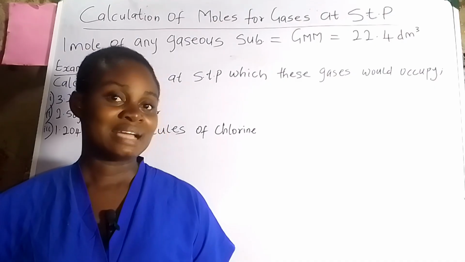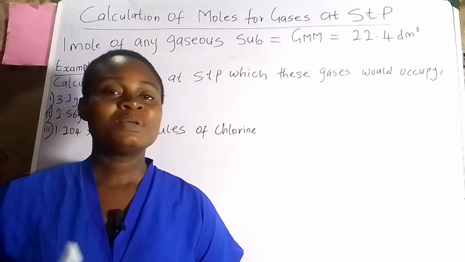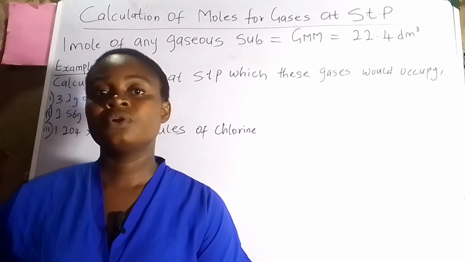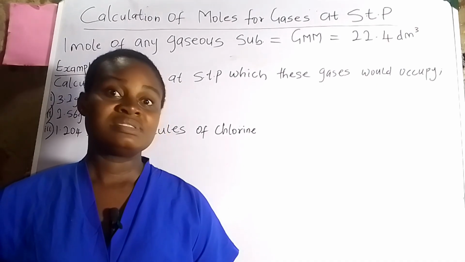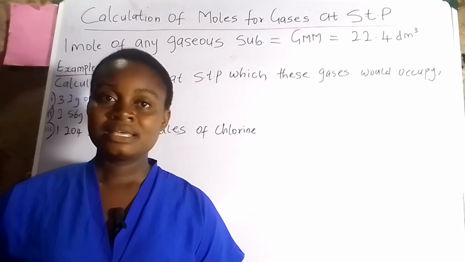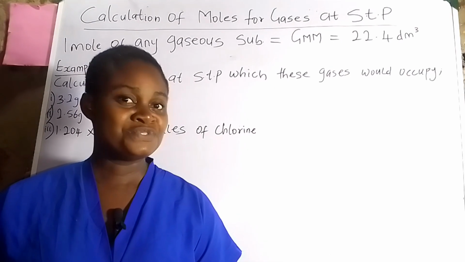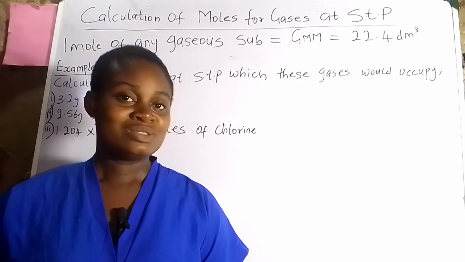Now, for gases, or any substance in its gaseous form, it doesn't matter whether it's an element or a compound, are you getting me? As long as it is in its gaseous form, its gram molecular mass will occupy a volume of 22.4 dm³. Let's take water for instance. You say that it is 18 gram, right? Now, if I get 10 gram of water, I wouldn't say that the volume that water is occupying is what?